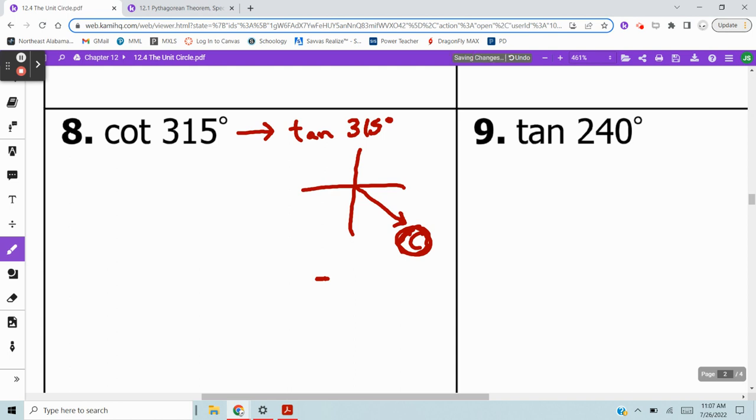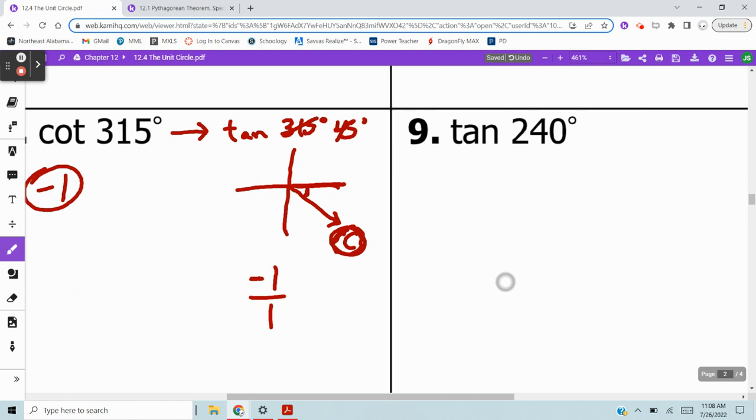We're now looking for a reference angle. How far are we from the x-axis? Let's mark that out. This is 360, so we're 45 degrees away from 360 if you subtract that off. The tangent of 45 is 1. Since the tangent of 315 we just found out is -1, in order to find the cotangent, we just flip it. And when you flip -1/1, you get 1/-1, which is still -1. That's the cotangent of 315.